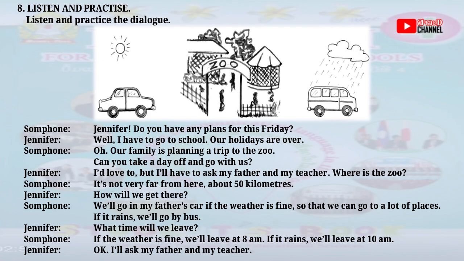I'd love to, but I'll have to ask my father and my teacher. Where is the zoo? It's not very far from here, about 50 kilometers. How will we get there? We'll go in my father's car if the weather is fine so that we can go to a lot of places. If it rains, we'll go by bus. What time will we leave? If the weather is fine, we'll leave at 8 a.m. If it rains, we'll leave at 10 a.m. Okay. I'll ask my father and my teacher.